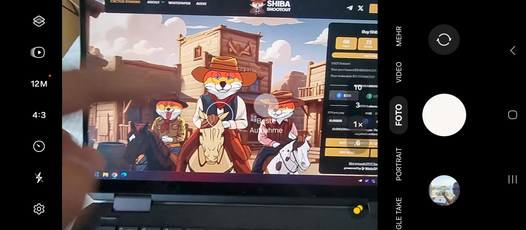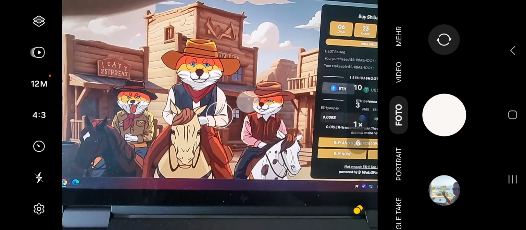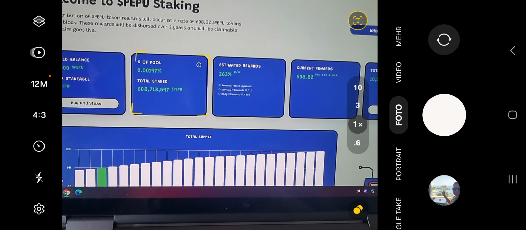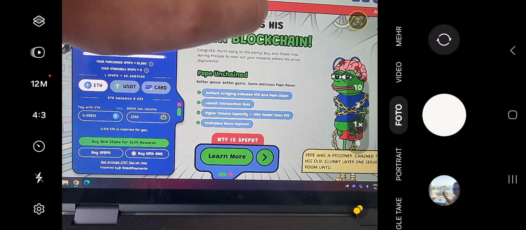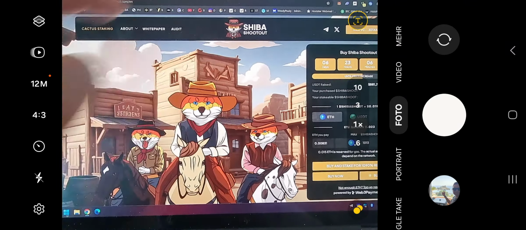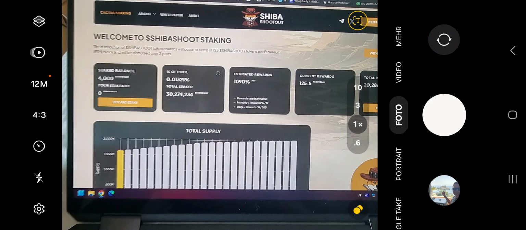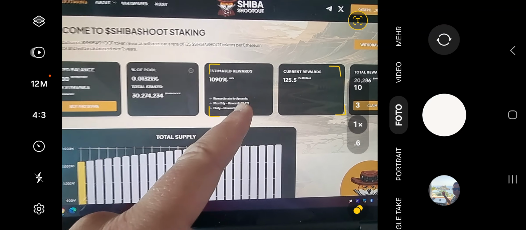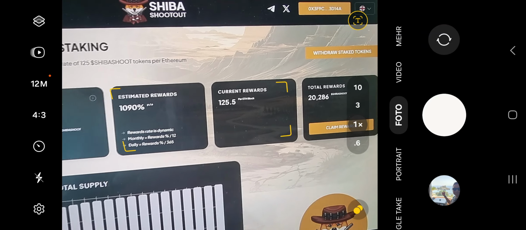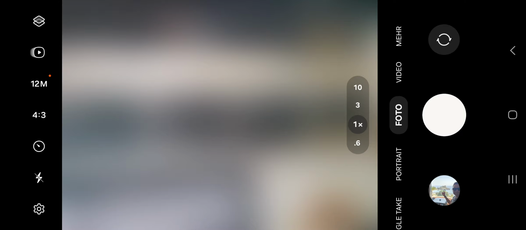And if you missed out, buy Shiba Shootout and Pepe Unchained. Those are my recommendations for you guys, because most likely Pepe Unchained will be a very good one. And then of course Shiba Shootout, you can buy just a little bit of it and get very, very high staking rewards. That means that while you're waiting until this is coming out, you every day gonna enjoy a very, very high APY and basically free tokens.